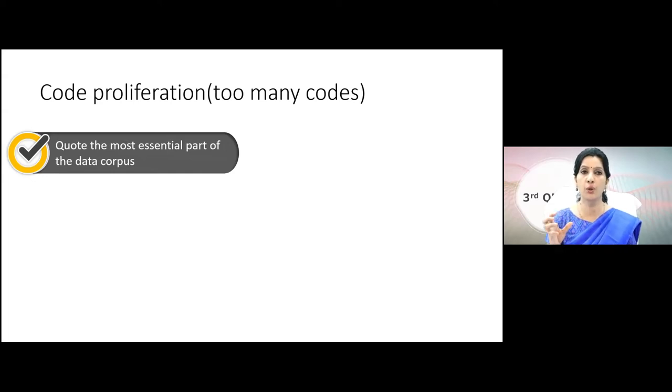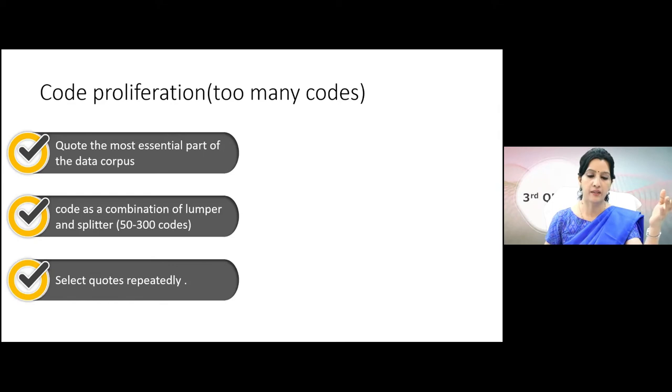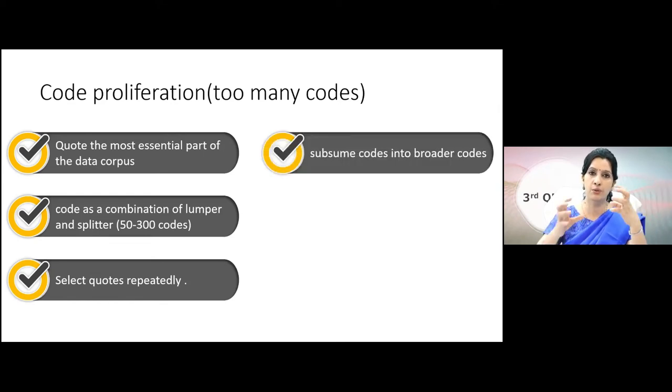You should code only the most essential part of the data corpus, which is related to your research question. The second is what Saldana suggests, that you should have a minimum of 50 and a maximum of 300 codes. The total number of codes should not exceed 300. That is recommended. Then you should select those codes repeatedly, and then you should subsume the smaller codes into the broader codes.